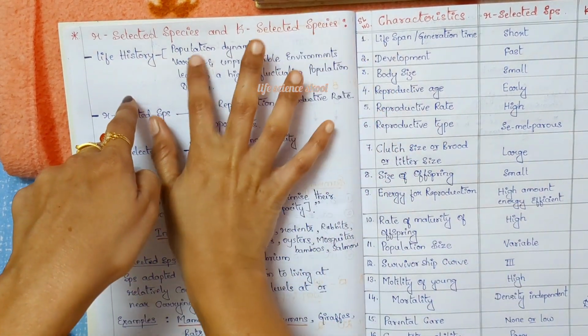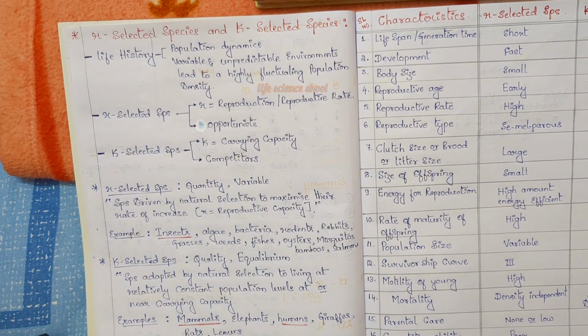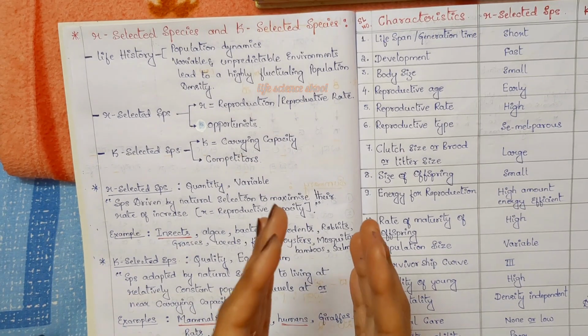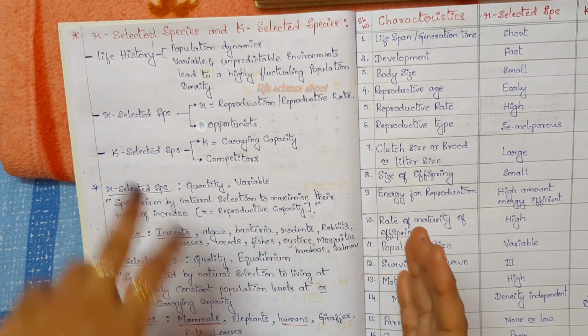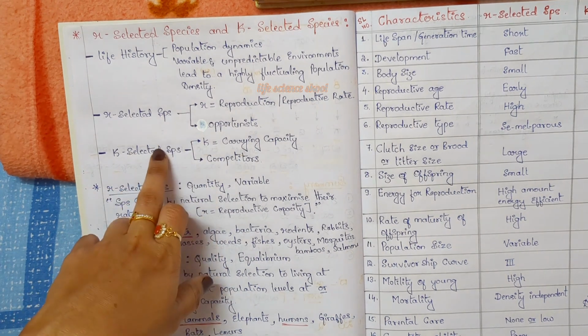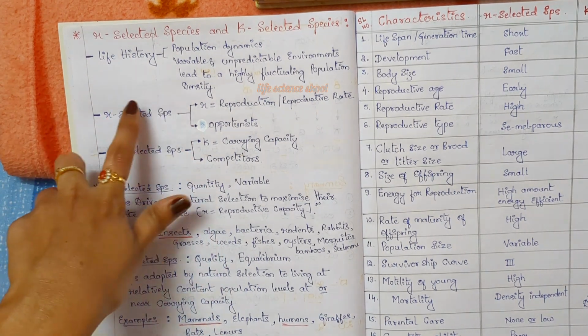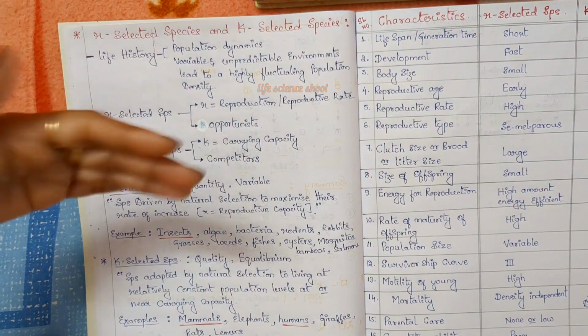So for this type of environment, how are the species going to adjust, how are they going to adapt themselves, how are they going to live in this environment? Those are categorized as r-selected species and k-selected species. It means these conditions select for a high intrinsic growth rate.